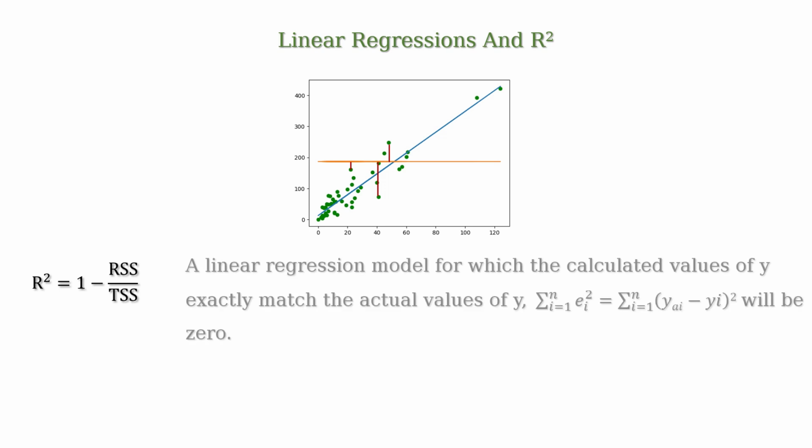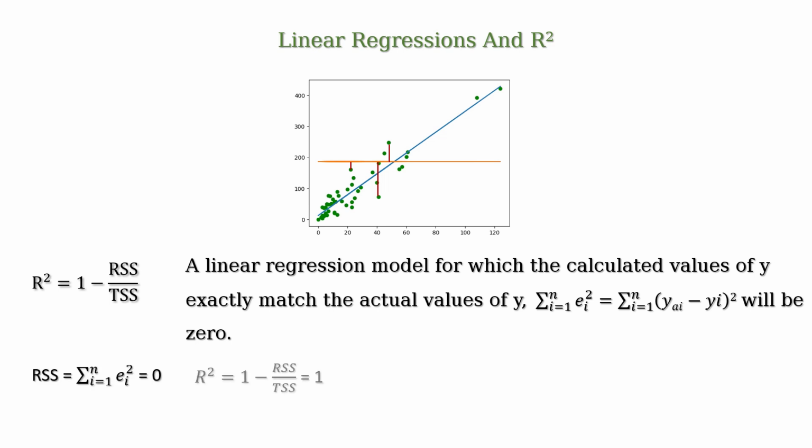So, for a linear regression model for which the calculated values of y exactly match the actual values of y, summation from i is equal to 1 to n ei square will be 0. Therefore, RSS will be 0 and hence r square is equal to 1 minus RSS by TSS will be 1.